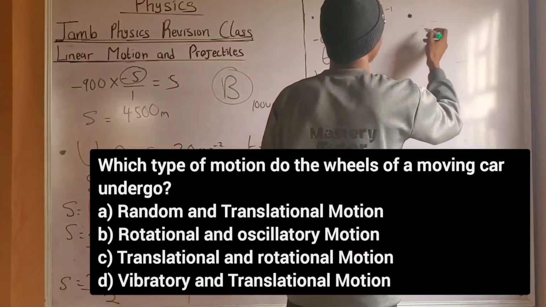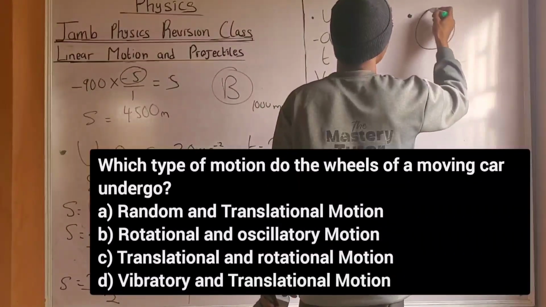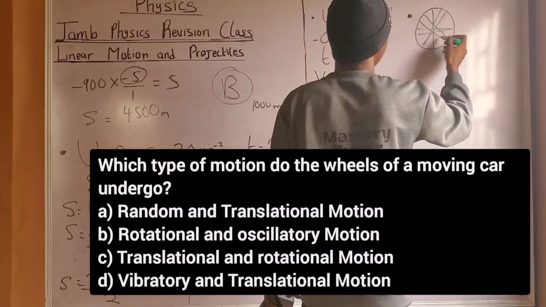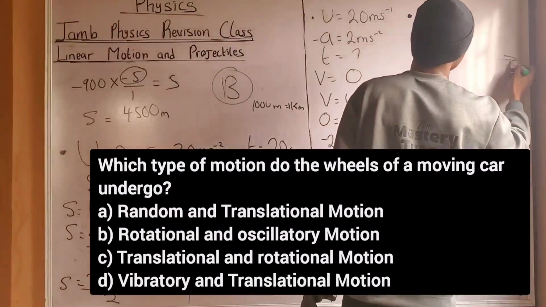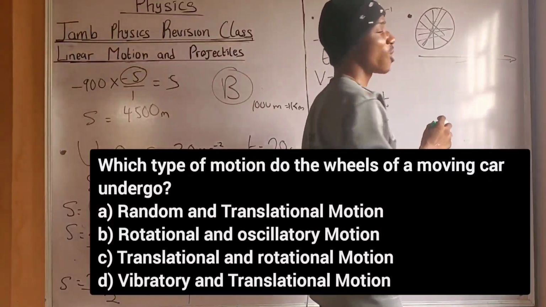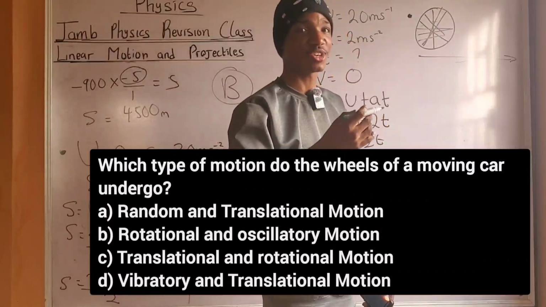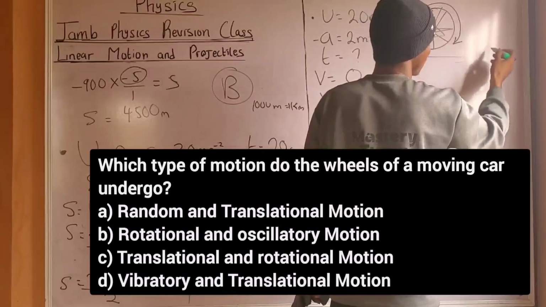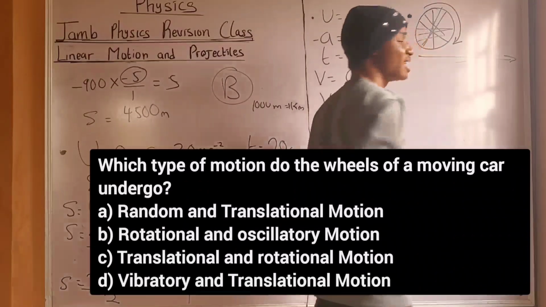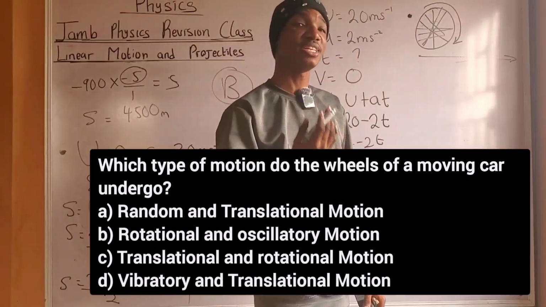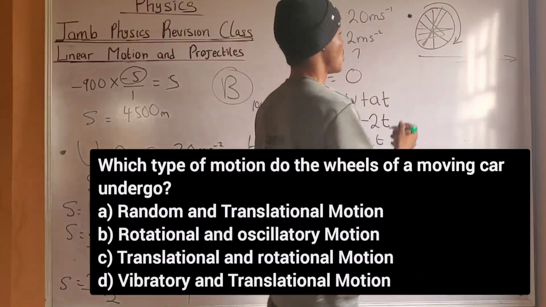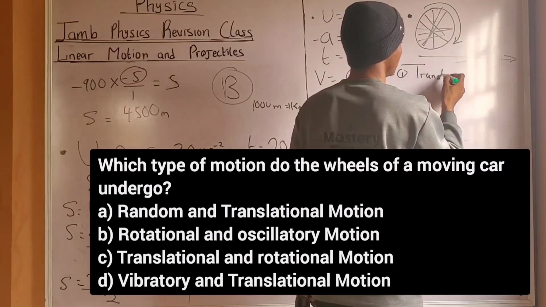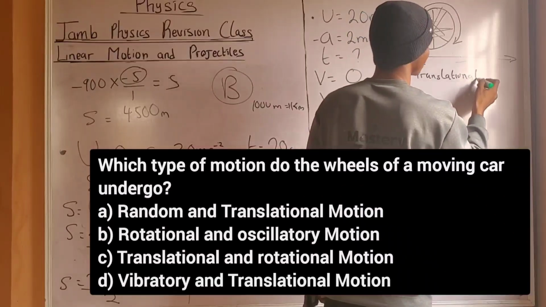Now, pay attention. Let's say this is the wheel of a car. Are you getting it? When the car is moving, let's say the car is moving in this direction. Do you know the wheel covers a linear motion? Are you getting it? Because you are going to discover that the direction will be like this. So it will cover a linear motion. Translational motion is a form of linear motion. So that means the wheel covered, number 1, translational motion. The motion of the wheel can be said to be translational.